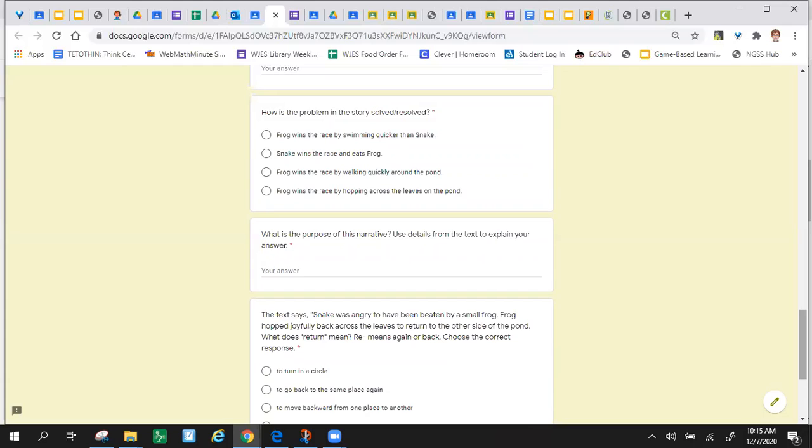Then the next one says, what is the purpose of this narrative? So that's one of the answers you're going to give. What is the purpose? Think about what is the purpose of a pourquoi. All right, because you're reading a pourquoi. Use the details from the text to explain your answer. This question is also worth more than 1 point because you have to go back to the story and explain what the purpose was, how the purpose was shown in the story.